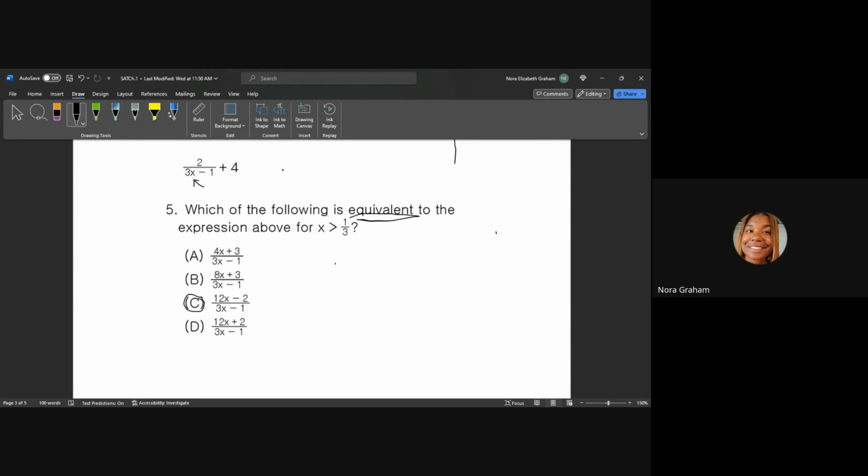So let's choose a number. Let's let x equal 1. If I let x equal 1, everywhere I see an x, I put a 1. Minus 1, and then plus 4. Now I just use basic algebra to simplify this down. I get 2 over 3 minus 1, which is 2, plus 4. Now I get 1 plus 4.